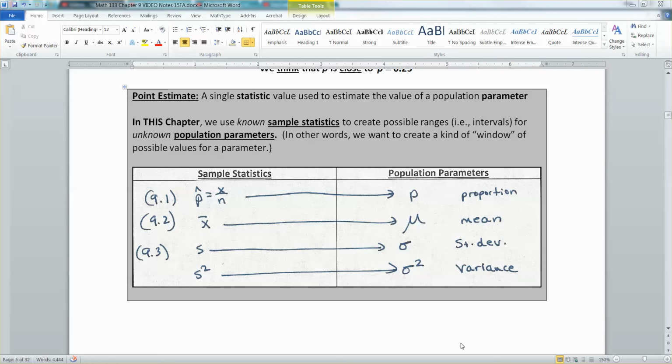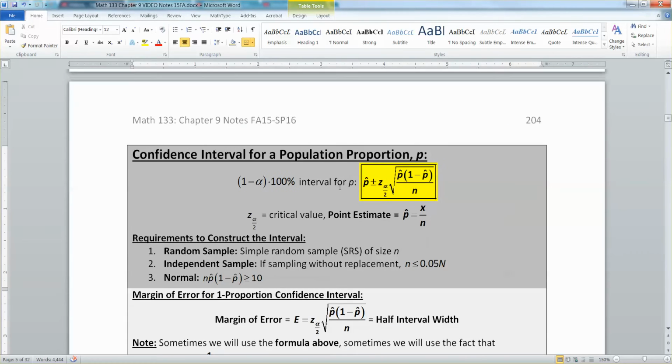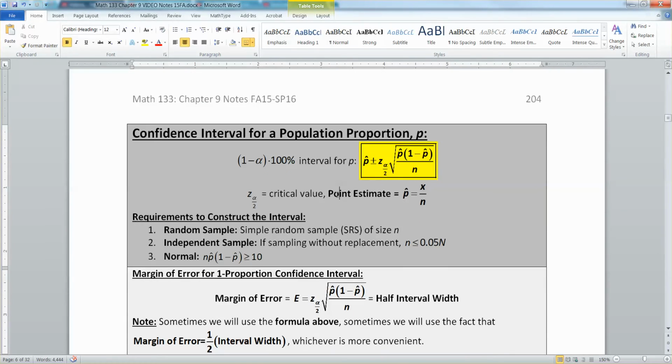We saw in the last video that we want to start using sample statistics to estimate our unknown population parameters. And so that's exactly what we're going to do. We're going to come up with our first formula for a confidence interval. This is going to be the confidence interval for a population proportion p. So when you want a population's proportion, you're going to use a sample proportion to estimate it.